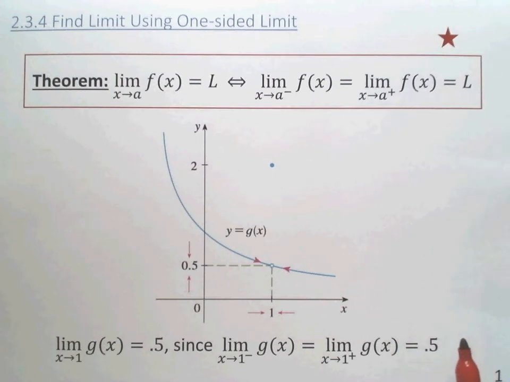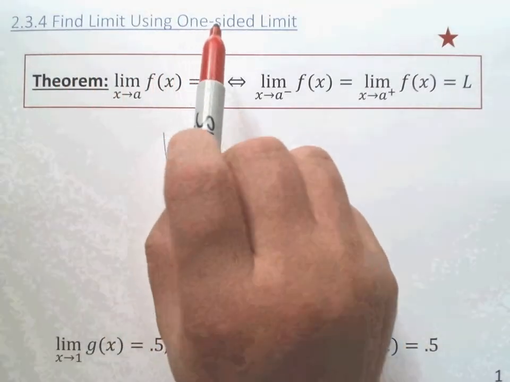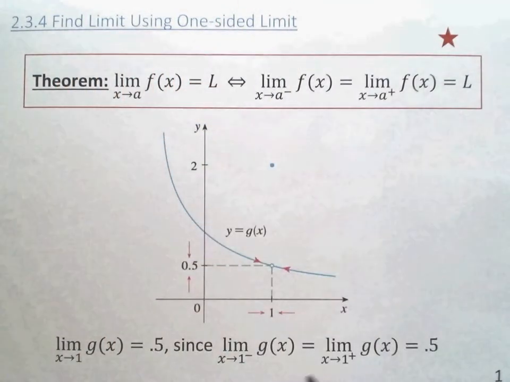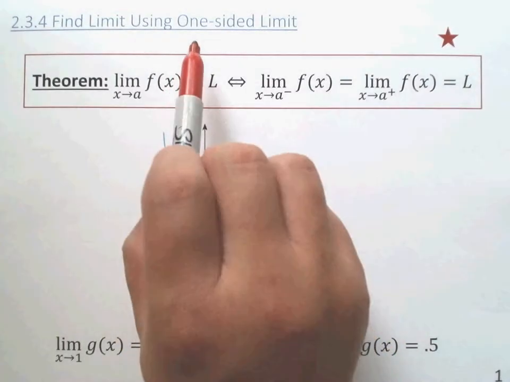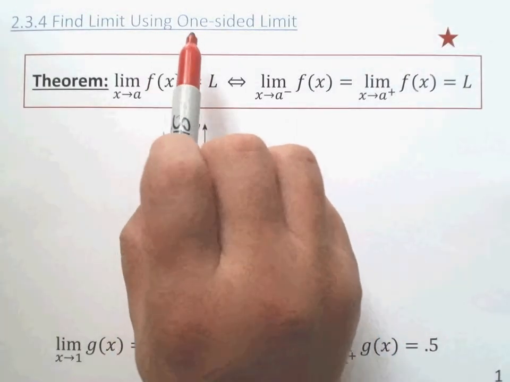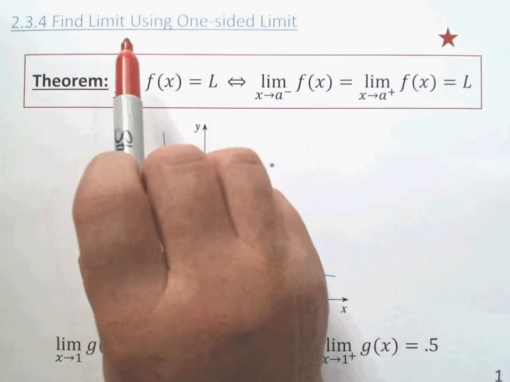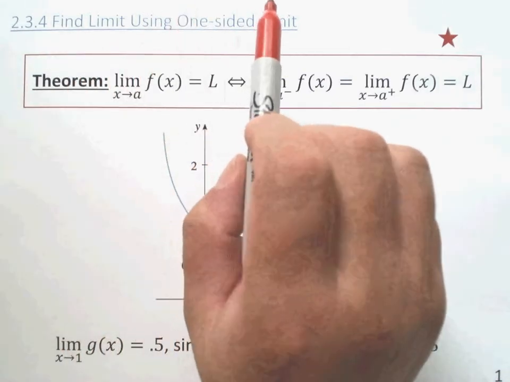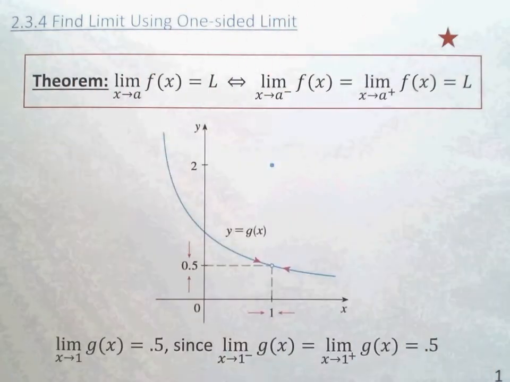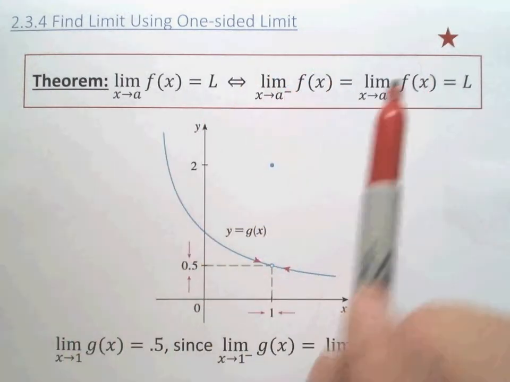In this lecture, we're going to find the limit using one-sided limits. What does it mean? It means we can use the theorem we learned before. If the limit exists, the one-sided limits should exist and be equal to each other, right? The left-handed limit equals the right-handed limit equals the limit. So that's all we need.